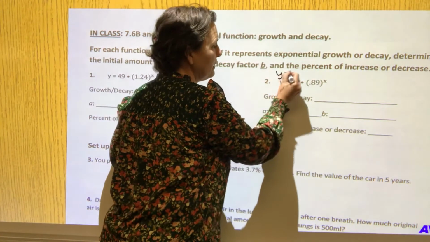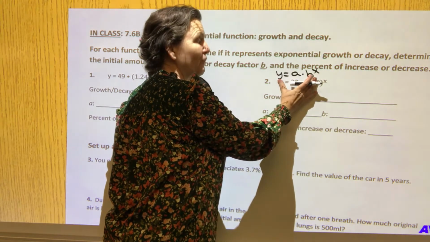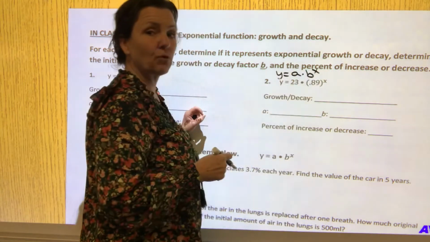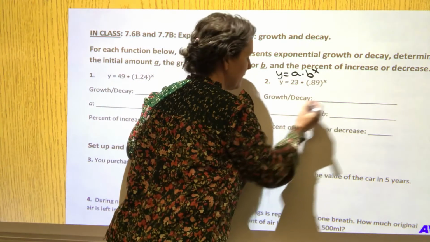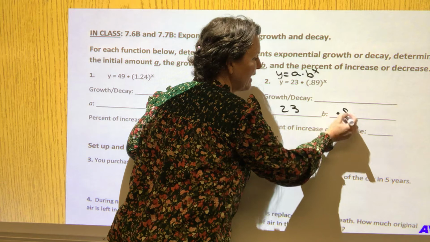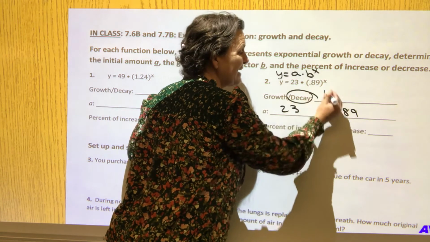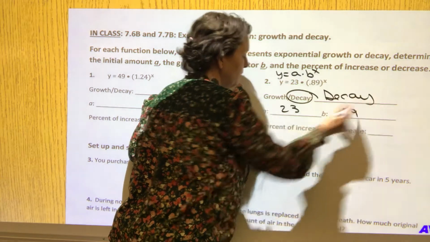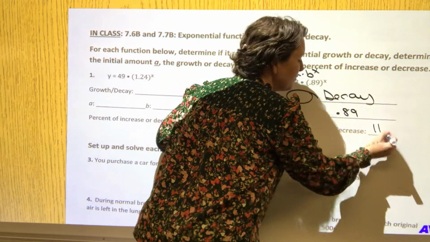Okay, so here we go. We have y equals a times b to the x. Remember, that is our exponential function. That's the plain version of that formula, just like y equals mx plus b is the linear one. So we have 23. We have 0.89. Because this is under 1, we know that we're dealing with a decay situation. The number of 23 dolphins is going down, okay? By how much? 11% decrease.